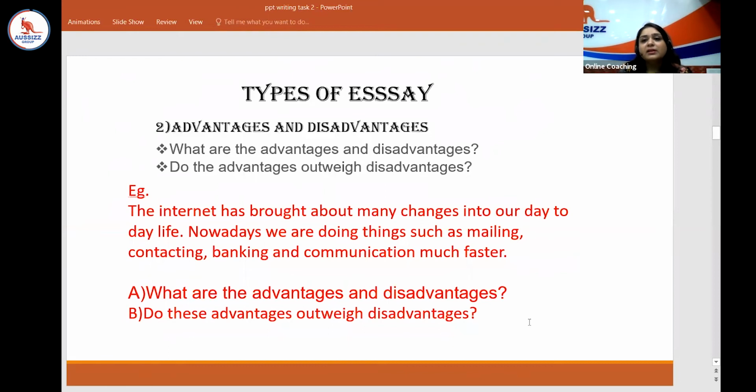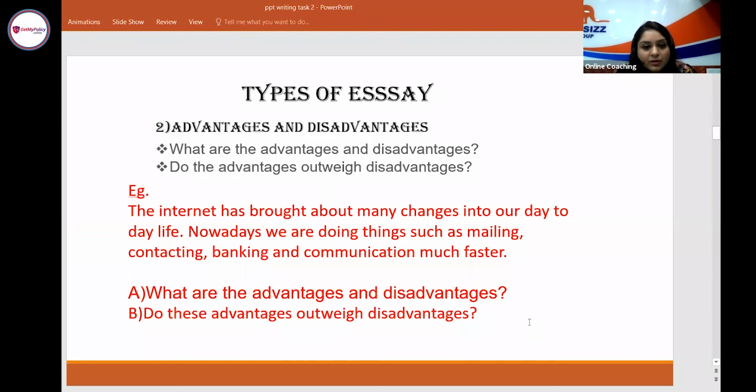Let's see the example. The internet has brought about many changes into our day-to-day life. Nowadays, we are doing things such as mailing, contacting, banking, and communication much faster. What are the advantages and disadvantages? Question number 3. First we saw, do you agree, disagree? Second, we saw to what extent do you agree, disagree? The third question type is, what are the advantages and disadvantages? So here you have to write both parts, advantages and disadvantages. Meaning body paragraph 1 will have advantages, and body paragraph 2 will have disadvantages.